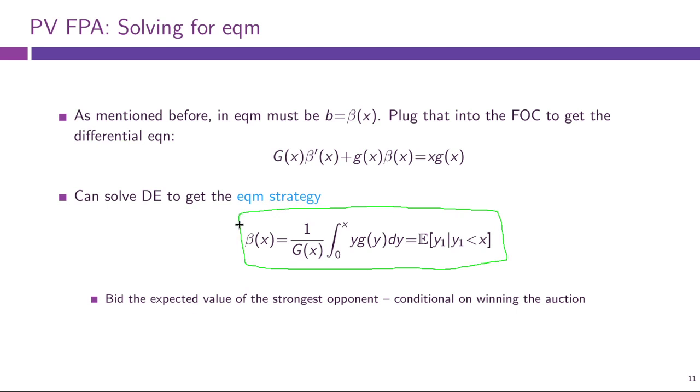So this differential equation is solvable in closed form, and you also have the initial condition with beta of 0 equal to 0. So we will also have no uncertain coefficients left. And the takeaway is that this equilibrium strategy will be equal to the expectation of y1, given that y1 is smaller than x.